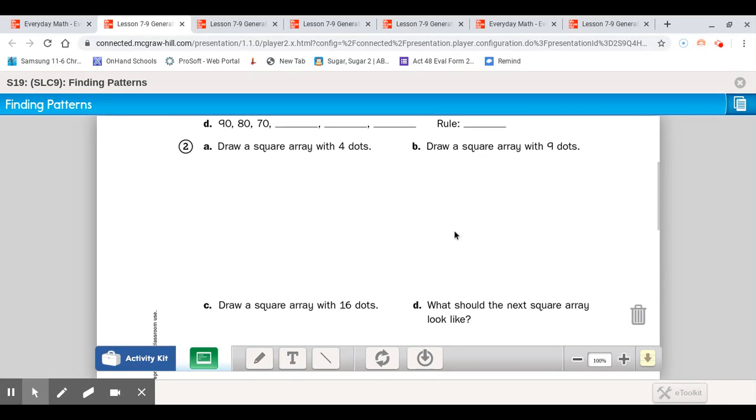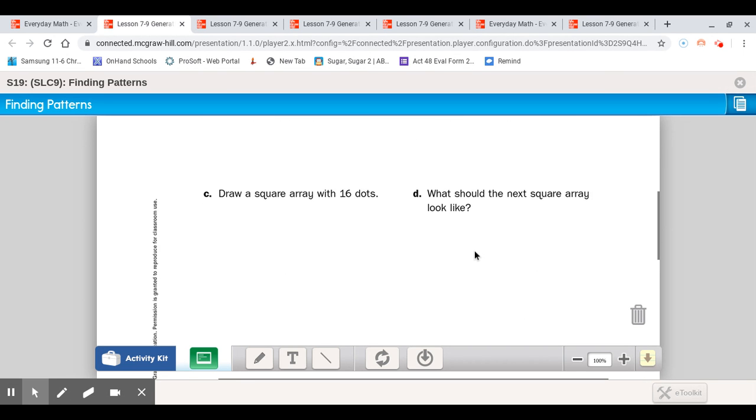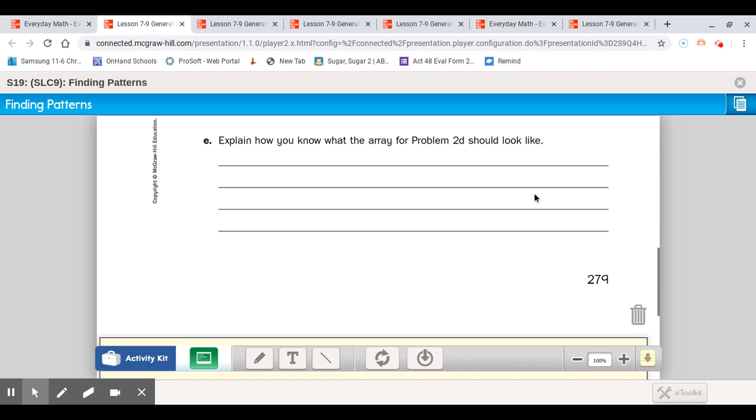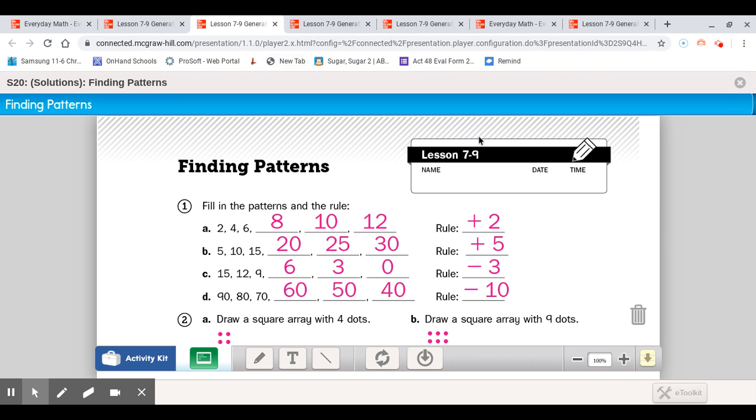So you're going to continue and answer that question. Go ahead then, draw a square array with 4 dots, a square array with 9 dots, and continue with the rest of this worksheet. Then you'll be able to check it. Here are the answers to the worksheet. Go ahead and check yours.